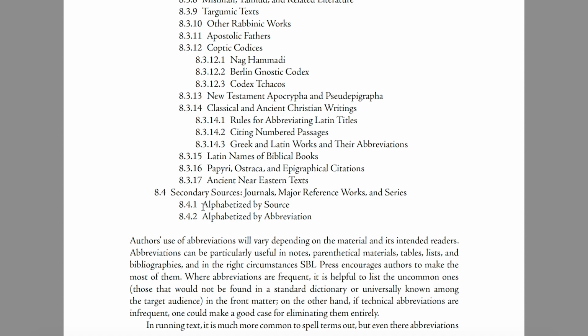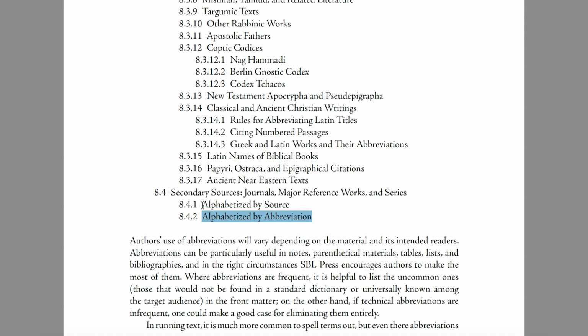What they do in 8.4 is they give you the same list twice. Okay, 8.4.1, they alphabetize it by the name of the source, and then they show you what the abbreviation is. In 8.4.2, they alphabetize it by the abbreviation and show you what the full name is. So it's the same items in both these, they're just alphabetized differently depending on what you're trying to do. If you're trying to figure out what an abbreviation is, or if you're trying to work from a source to be able to know the abbreviation and put that in your own writing. So that, again, if you're working with journals, dictionaries, commentary series, that's where you'll go to find how to abbreviate that material.